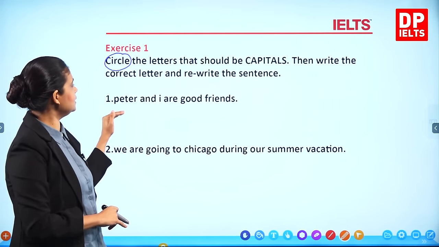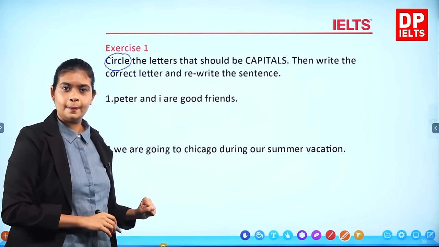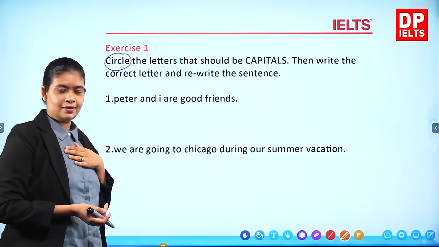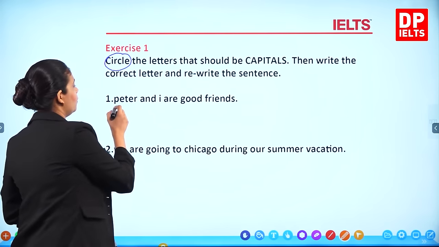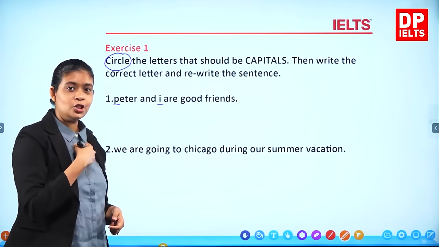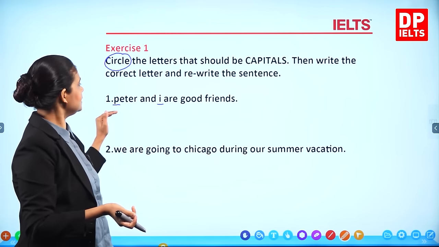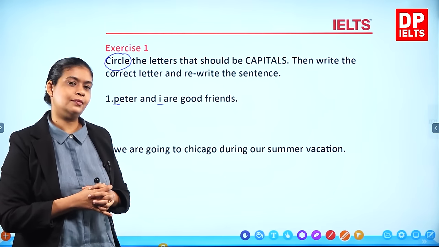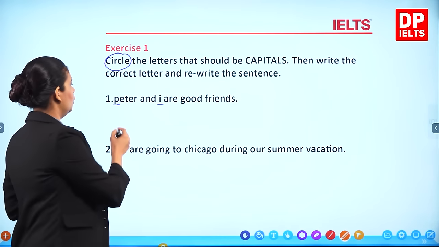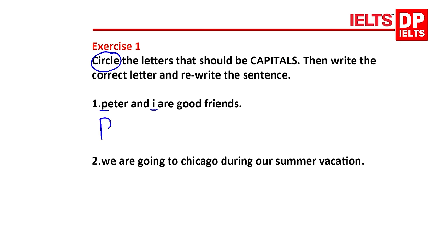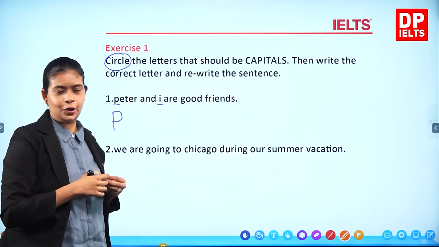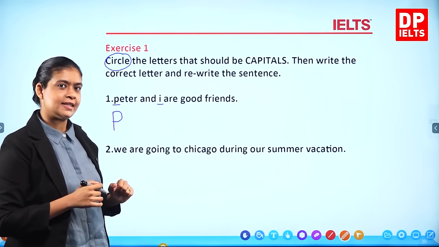අපි බලමු. Peter and I are good friends. Peter is a name of a person. I is myself. Therefore, P should be capital and I should be capital. Peter සහ මම හොඳ යාළුවෝ. Peter කියන්නේ කෙනෙක්ගේ නමක්. එතකොට P අකුර capital වෙන්න ඕනේ. I කියන්නේ මගේ. එහෙනම් ඒකත් capital අකුරක් වෙන්න ඕනේ. දැන් අපි sentence එක ලියමු.